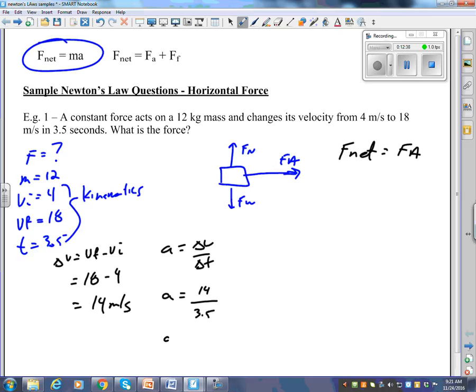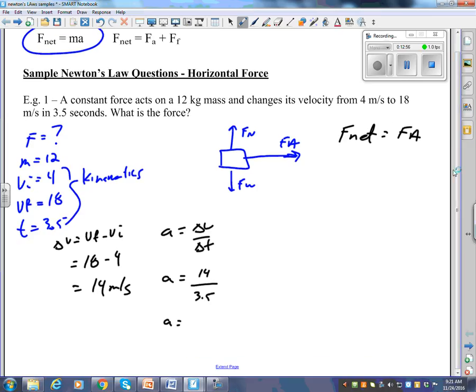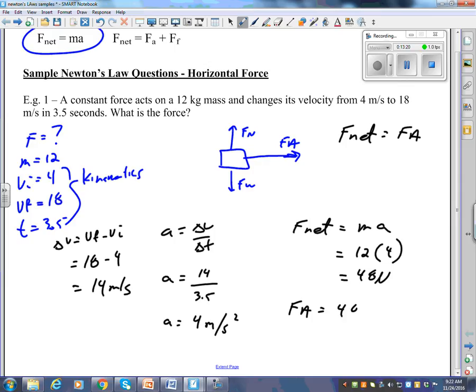Now, just a reminder, how do we write solutions? We write the formula. Excellent. We put the equal sign and we line them up. We sort of put them in chunks. 14 over 3.5 is 4 meters per second squared. F net is equal to MA. 12 times 4 is 48 newtons. Therefore, the applied force is 48 newtons.